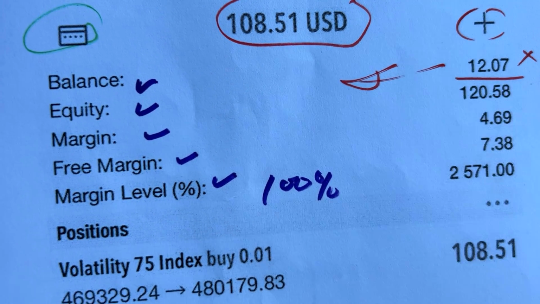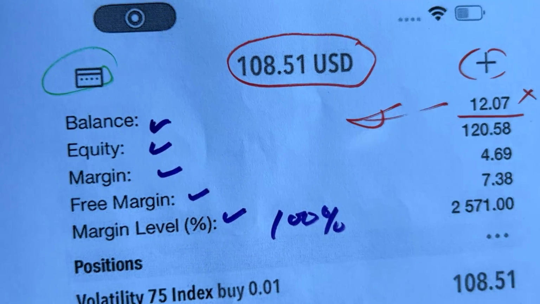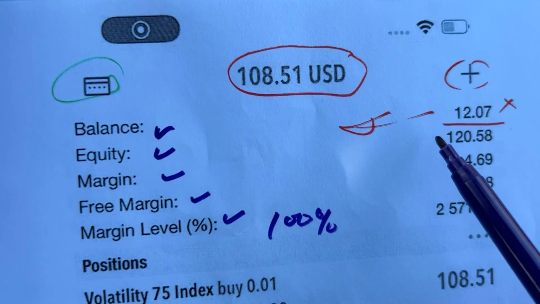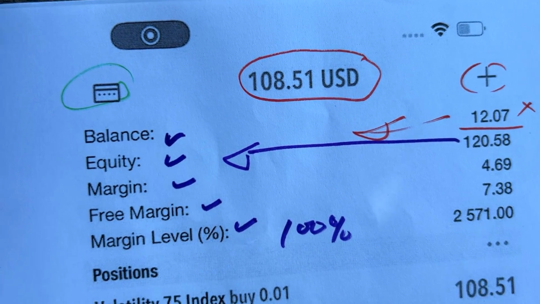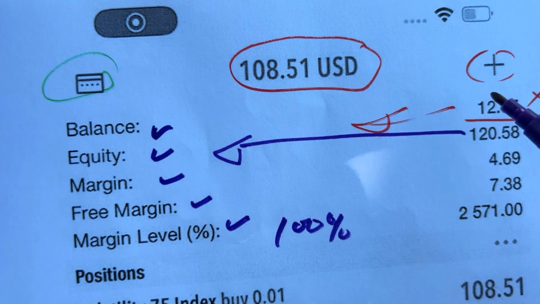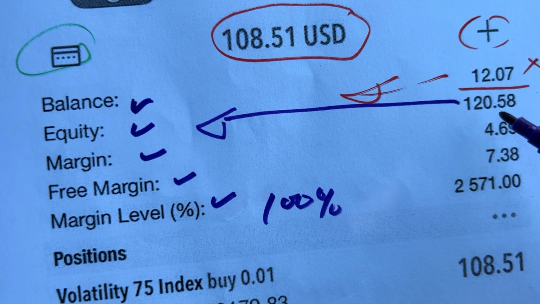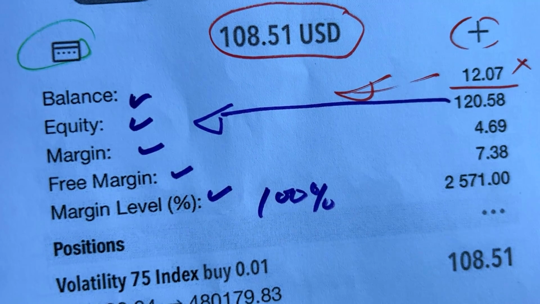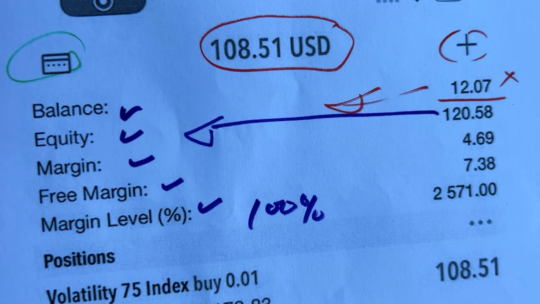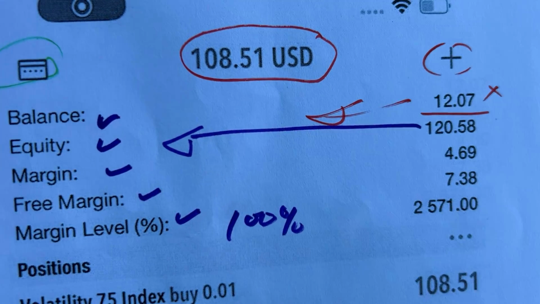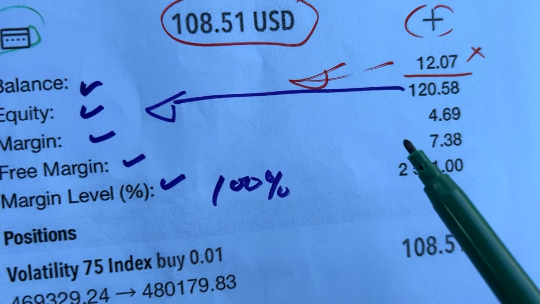Now the equity here, you see the 120 here, which is equity. The equity is this money plus the balance, and then I get equity. Right? We understand. So perfect and easy. Okay. Now going back to margin.